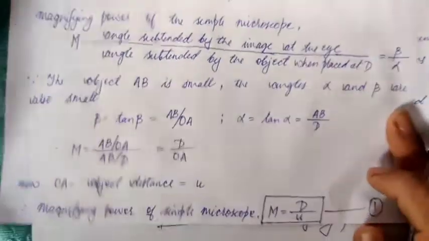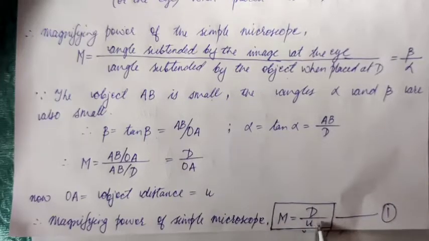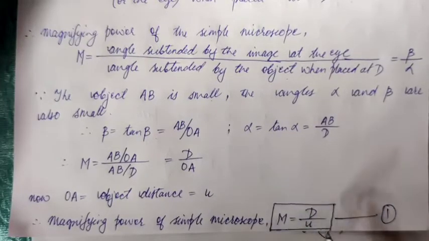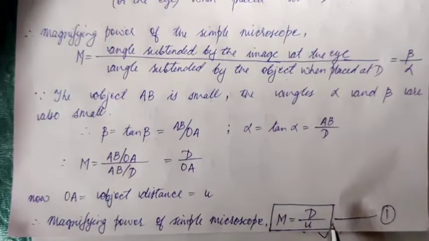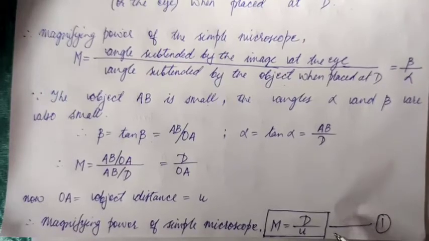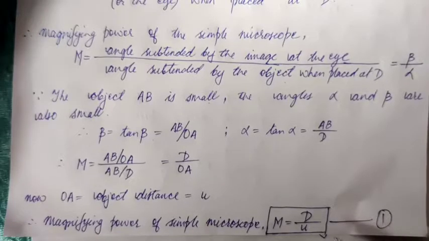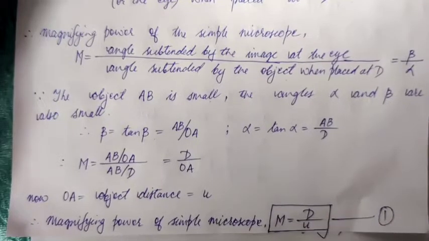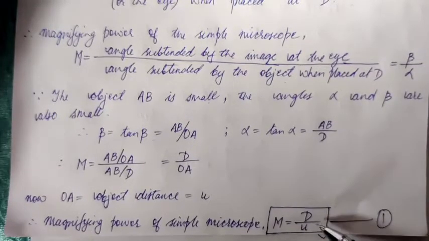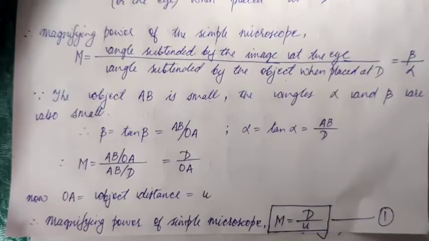So you can see I have written over here: the magnifying power of the simple microscope M is capital D divided by U. This is the expression for the magnifying power of a simple microscope. Many a time I have seen the question asking to derive this expression. But we can derive other expressions also. This same expression can be extended to other forms, and those different forms are also asked in the exams. We'll try to derive those expressions also.